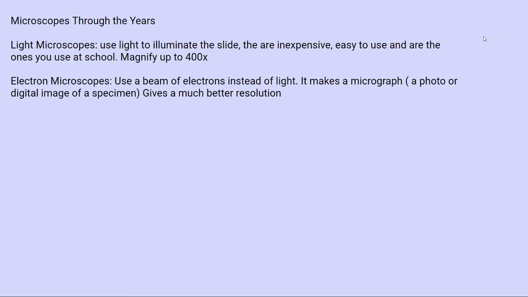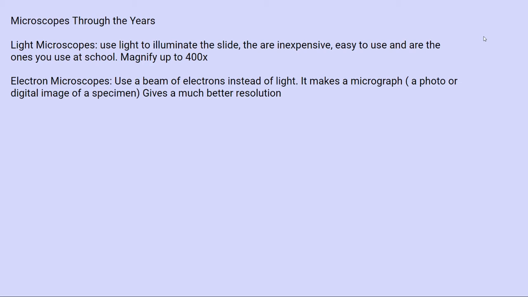Then we have something called the electron microscopes. So you guys learned that electrons are the parts that move around on an atom. Well, we can use those electrons and beam them through instead of light. So replace light with electrons. And we make something called a micrograph. A micrograph is like a photo or a digital image of the specimen. And it gives us a much, much, much better picture. 1,000 times better picture.